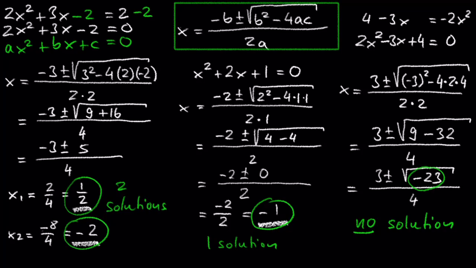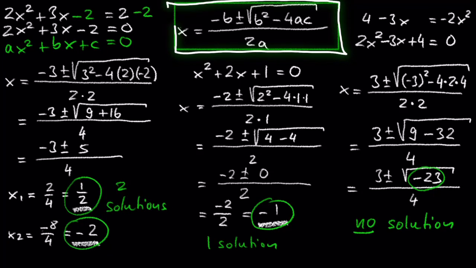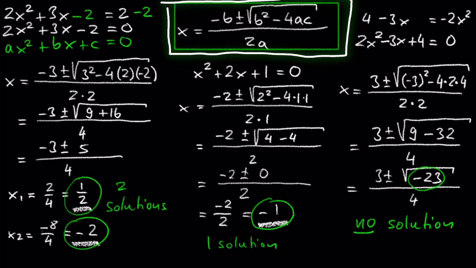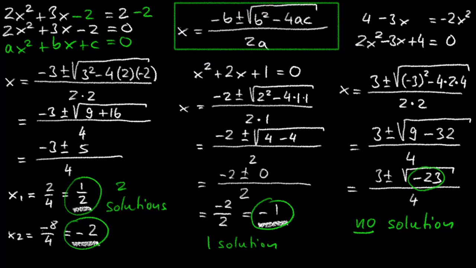Let's recap. When solving quadratic equations with the quadratic formula, we first have to write the problem in the form ax squared plus bx plus c equals 0. Then write down your quadratic formula and plug in the numbers that represent the a, b, and c. Simplify and you're done.